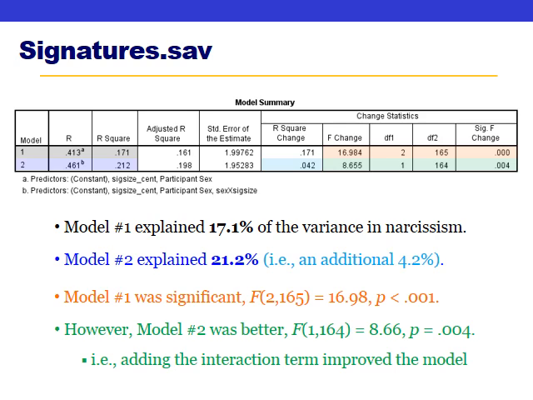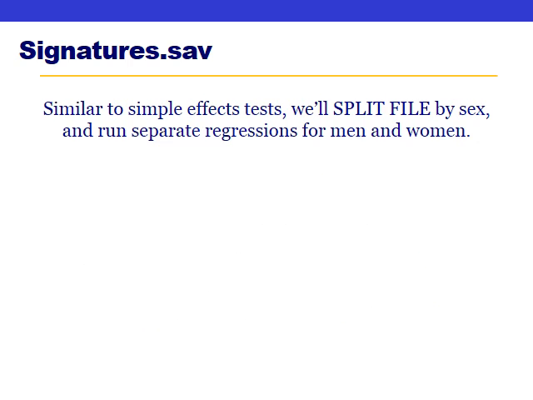Now, in situations like this, where we have one continuous predictor and one categorical predictor, testing or probing the interaction is very easy. All we have to do is split the file by whatever the categorical predictor is. So in this case, we split the file by sex, and then we ran separate regressions for men and women. So one regression asking the question, does signature size predict narcissism for men? And then a second regression, does signature size predict narcissism for women?